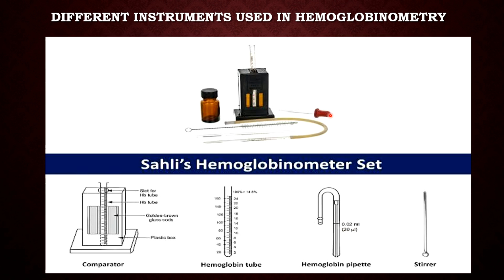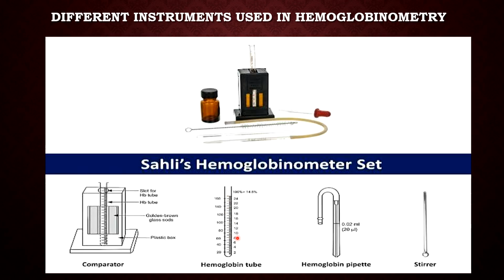This is the dropper which helps us to add distilled water into the blood for dilution. This is the stirrer with which we will mix the blood with the solution, and this is the whole set. This is how it works. We have to take the blood in the hemoglobin tube.